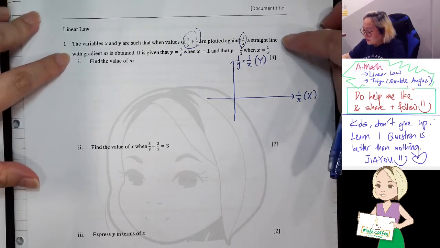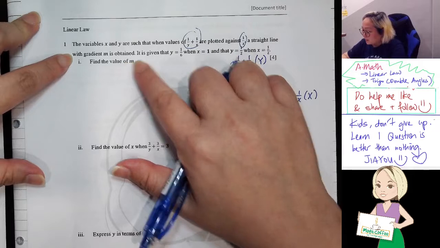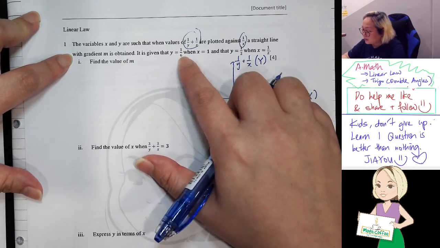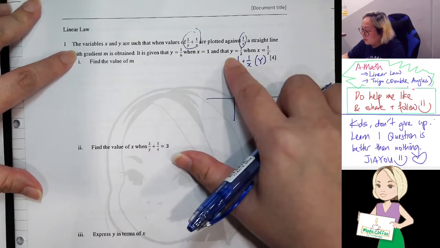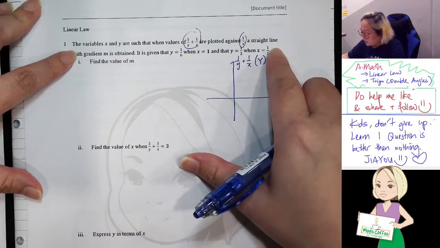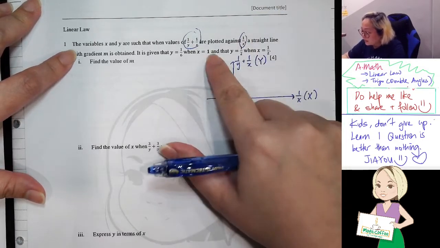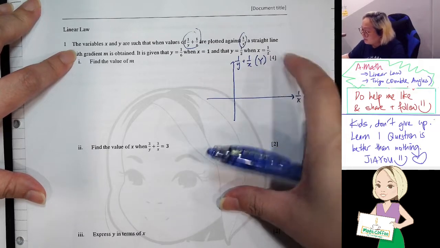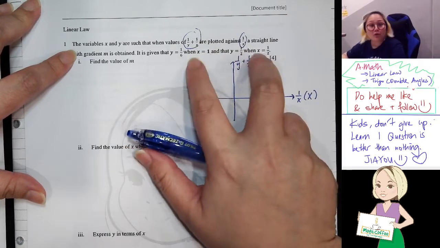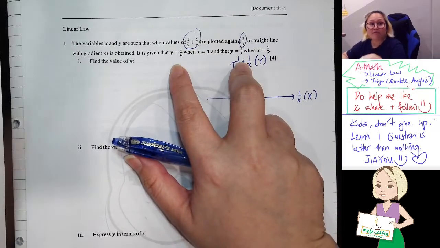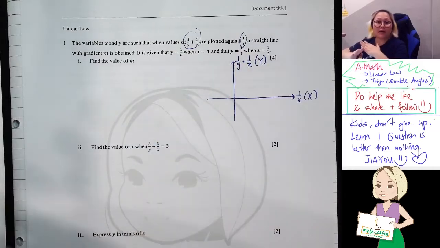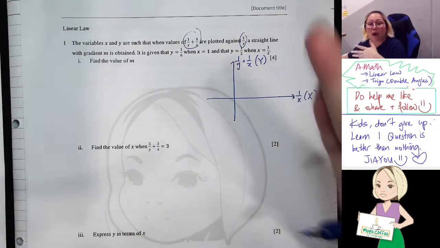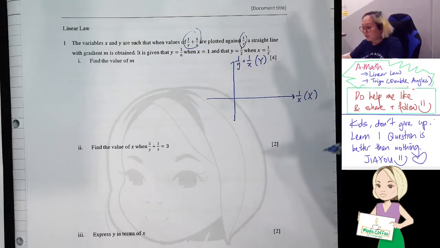So they say that when with the gradient m is obtained, it is given that y, this is small y, is 1 over 6 when x equals 1, and y equals half when x equals half. The common mistake is students say, okay, 1, 1 over 6, and then half and half, and then they take these two coordinates and find the gradient. But that's not correct. Take note that this is small y and small x. I need to convert it to the big Y and big X.